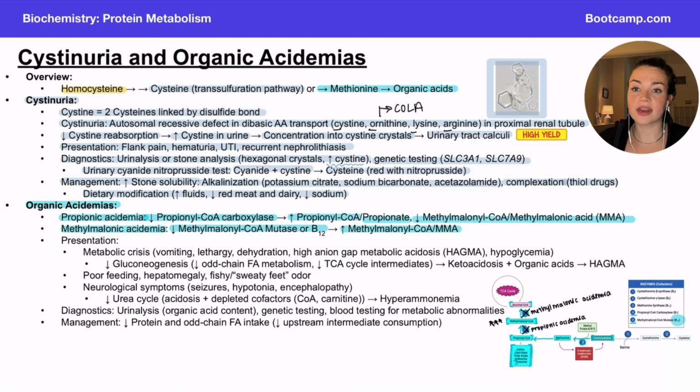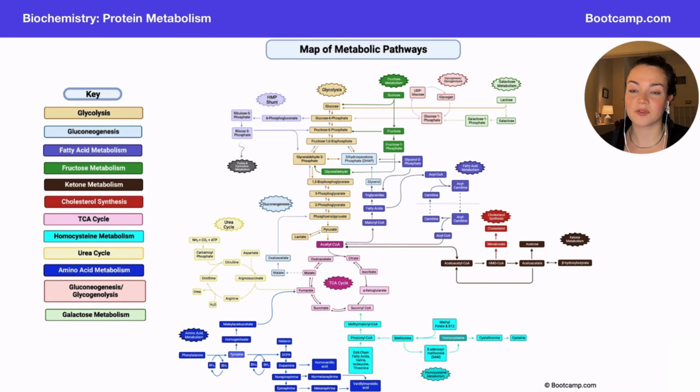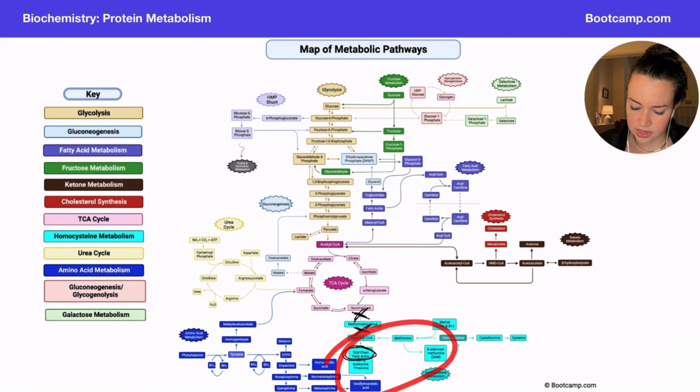So we're going to lump our organic acidemias together as a unit while we talk about the clinical presentation. Big one you'll see is a metabolic crisis. So this includes things like vomiting, lethargy, dehydration, and a high anion gap metabolic acidosis, as well as hypoglycemia. So let's take a look at our metabolism map to figure out why that is. In organic acidemias, you've got a defect either here or here. Either way, we are blocking the metabolism of odd-chain fatty acids and making it so that they cannot go to the TCA cycle, right? Normally, these odd-chain fatty acids and all these other things would get broken down.